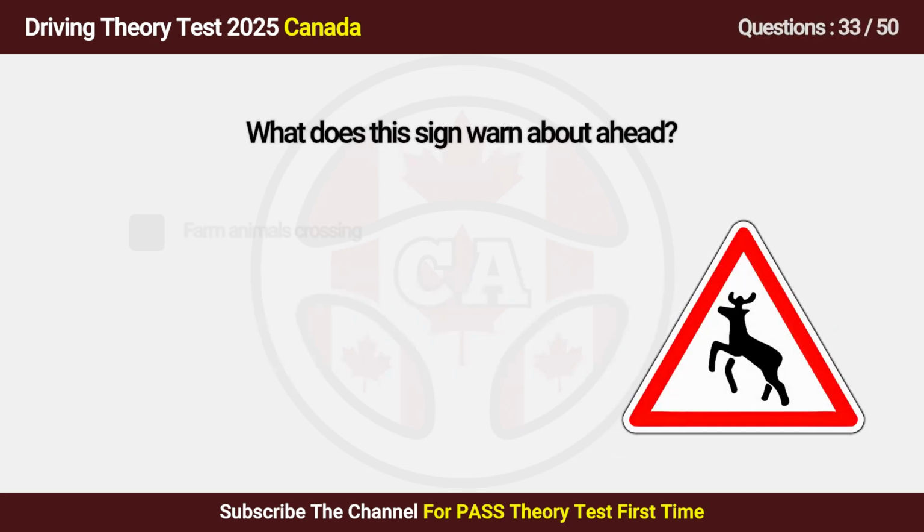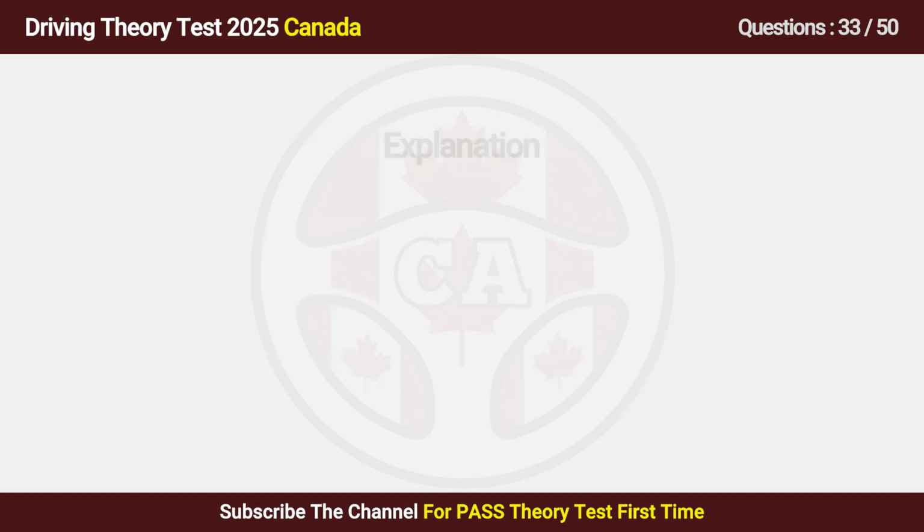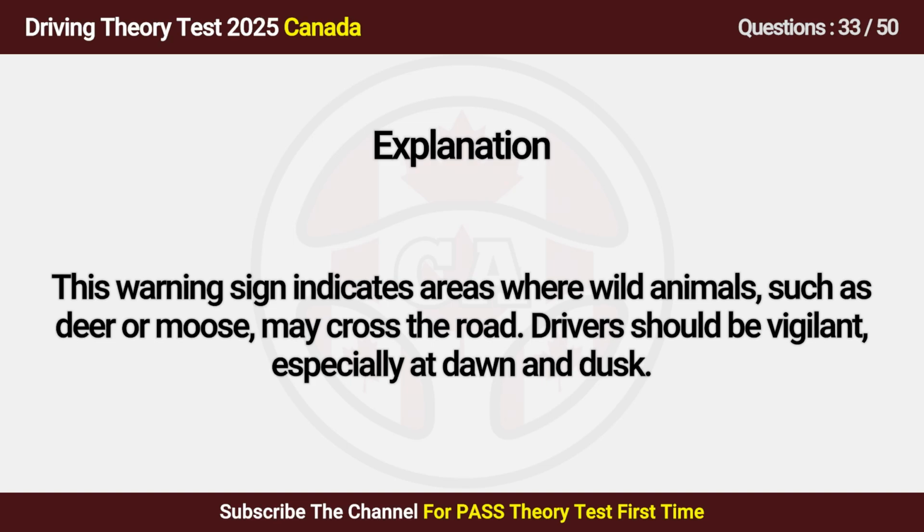Question 33. What does this sign warn about ahead? A. Farm animals crossing. B. Wild animals crossing. C. Domestic pets crossing. D. Zoo entrance. Answers is B. Wild animals crossing. This warning sign indicates areas where wild animals, such as deer or moose, may cross the road. Drivers should be vigilant, especially at dawn and dusk.